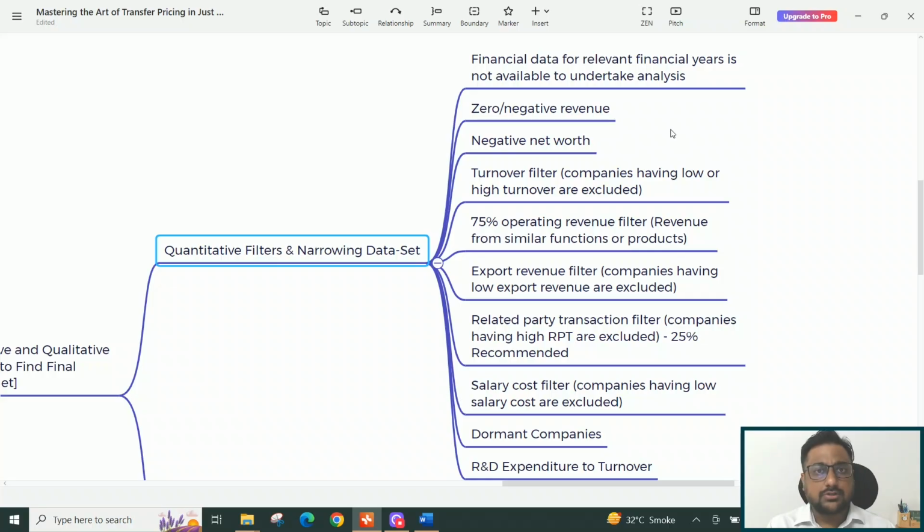In general practice also people do take this filter. That is, if the turnover is less than 1 crore, they will not consider that company for a comparability analysis technically.